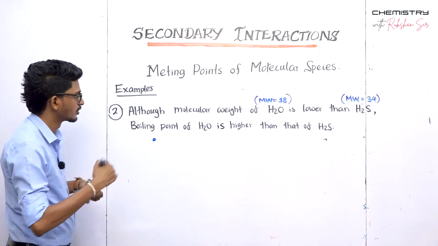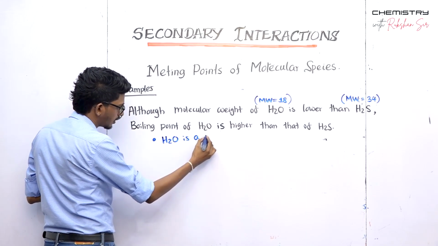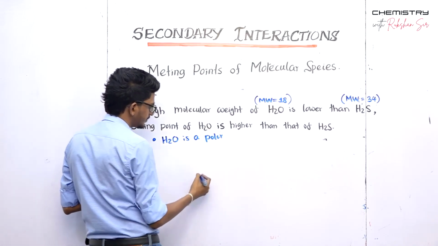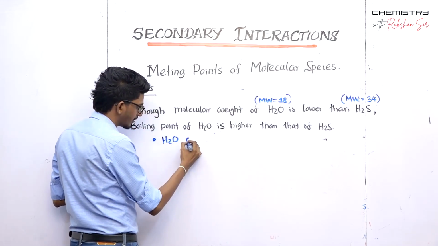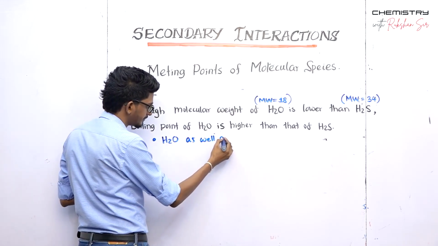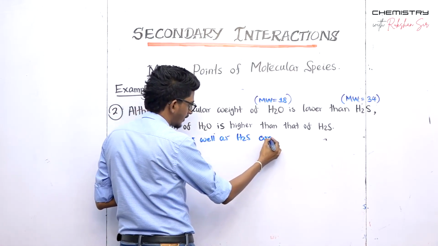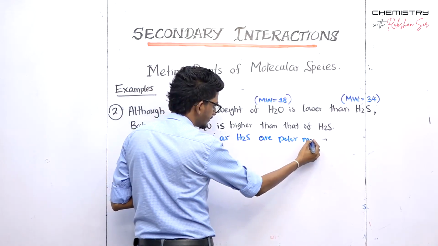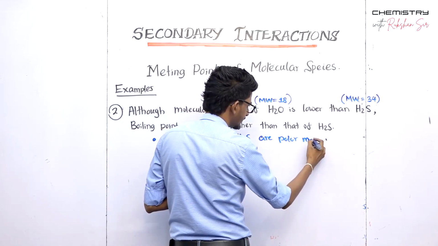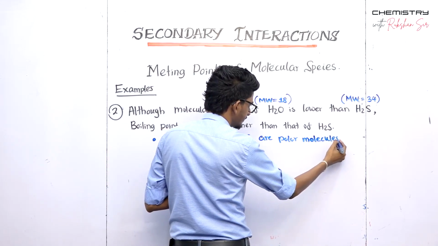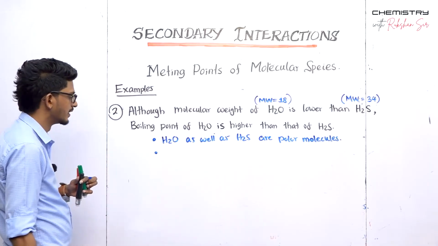Okay, let's come up with that. So H2O is a polar molecule, as well as H2S. Both H2O as well as H2S are polar molecules. Right? Second point. Then what kind of interactions are possible there?